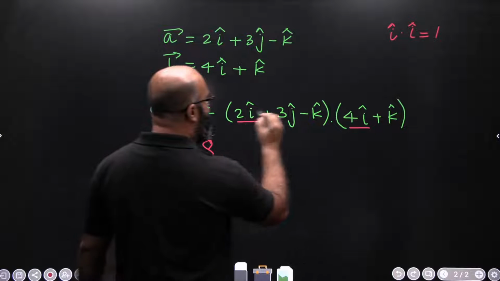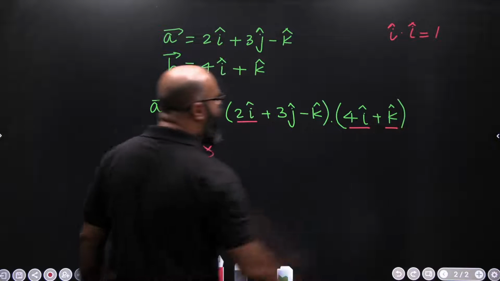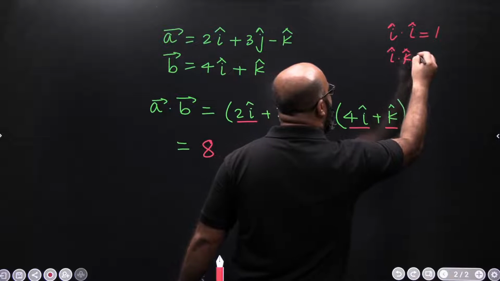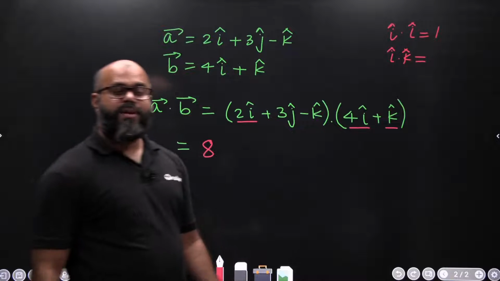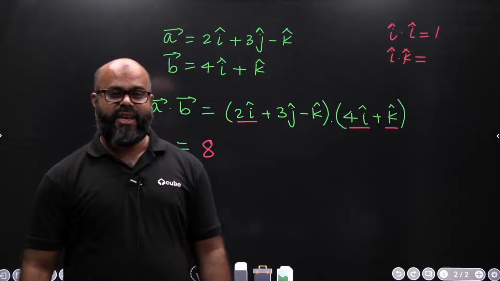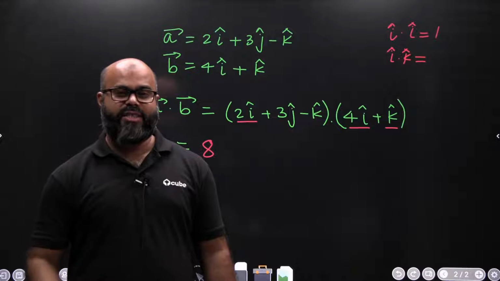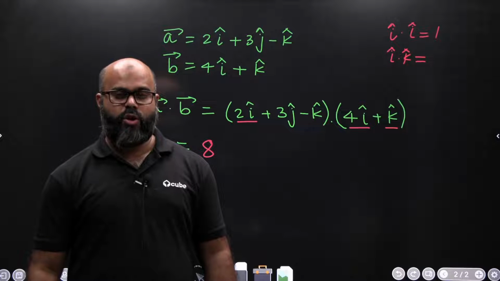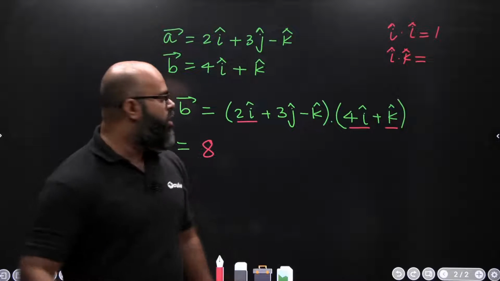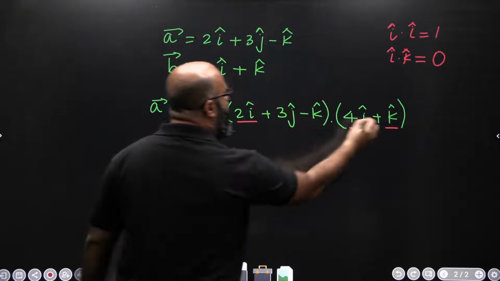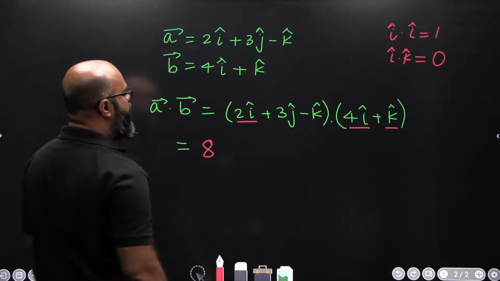If you talk about 2i and then dot k, what will happen? i dot k, can you tell me? Yes, the angle between i and k is 90 degrees. i is a vector along the x axis, k is a vector along the z axis. So the dot product will be cos 90 degrees, which will be 0. So this will be 0. This will not contribute any value here.